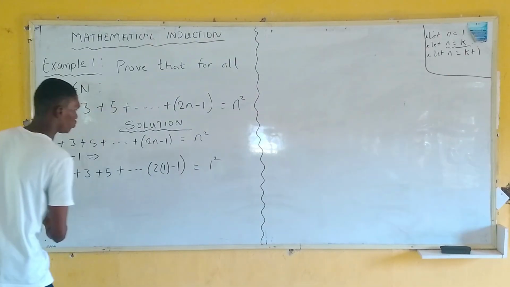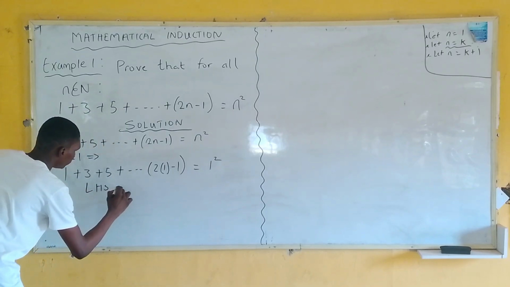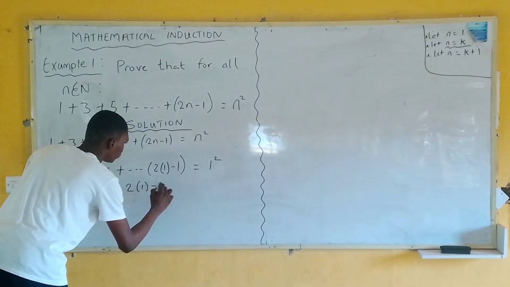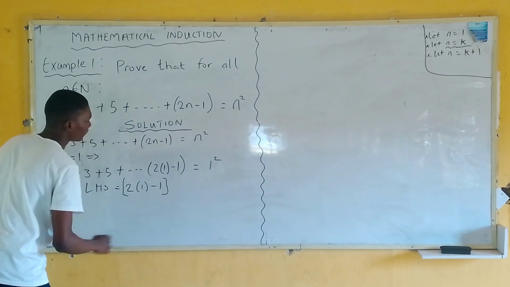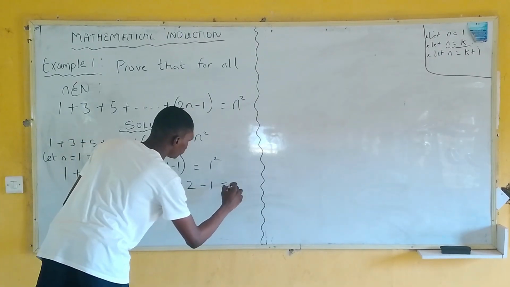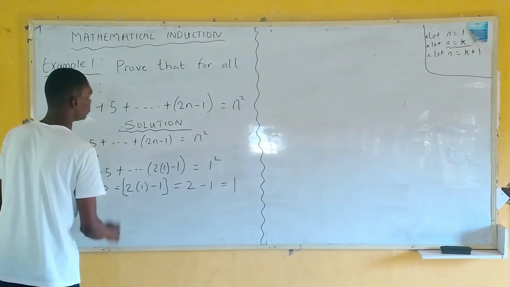So if n is equal to 1 here, the left hand side is equal to 2 open bracket 1 minus 1. So 2 open bracket 1 minus 1 is 2 minus 1, am I right? Which equals 1. Are we together? Alright, then let's move on.